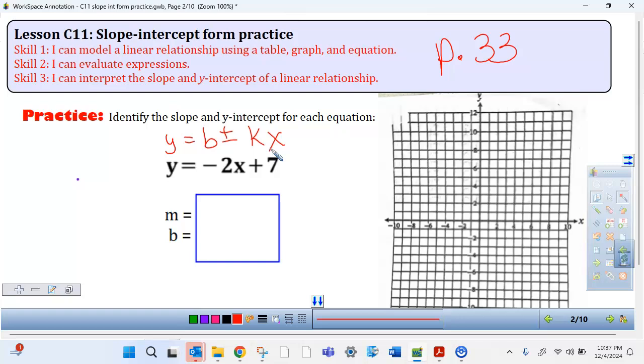Now, in this equation, the -2 is not the b, that is the kx. The k is your constant rate. Another name for it is the slope. So m, the slope, is equal to -2 per x. The b is where the y relationship begins. Okay, well, it begins at +7.